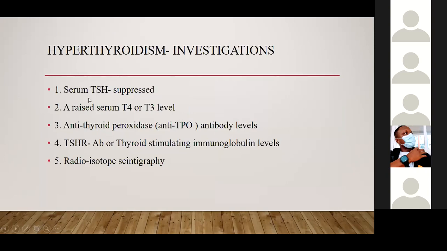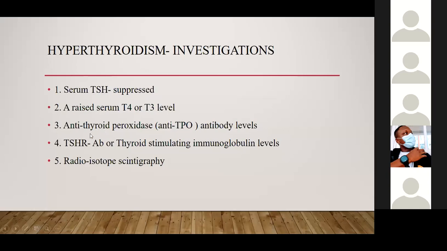Investigations: we need to check the serum TSH. Usually when the T4 and T3 levels go up in a primary hyperthyroidism, it would exert a negative feedback on this, as you can see. And once it exerts the negative feedback, it causes it to become suppressed. So you have a patient who has very high T4, T3 levels, but reduced TSH levels, as you can see.